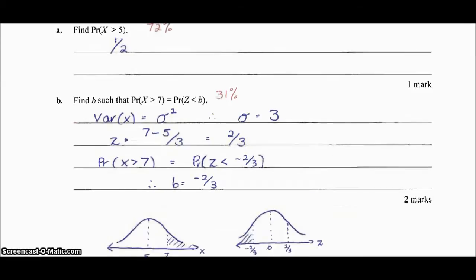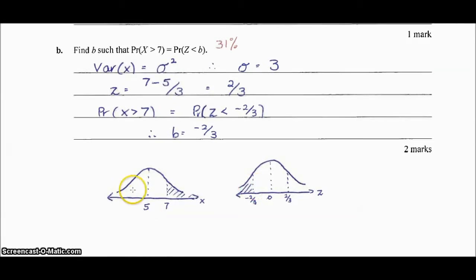So I've just drawn a diagram down here, which I didn't need to do, but it just shows you a little bit better. So here's my x with a mean of 5. So the probability x is greater than 7 will be that area there, and that corresponds to a z score of 2 on 3. So the probability that z is greater than 2 on 3 is the same as the probability that x is greater than 7. But we want z is less than b, so we're talking about this area down here, which would just correspond to negative 2 on 3. So the probability that x is greater than 7 is the same as the probability that z is less than negative 2 on 3. So that gives you b.